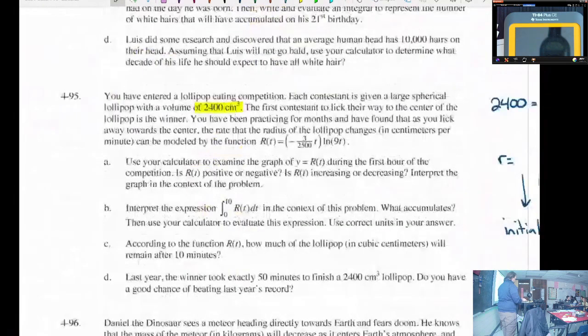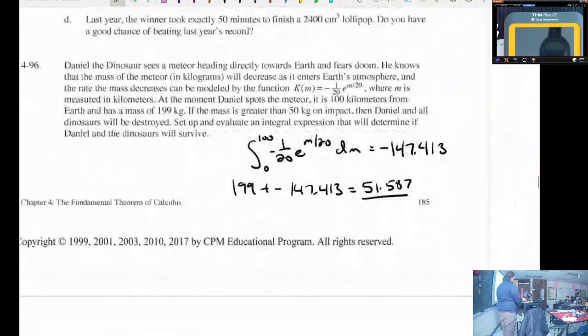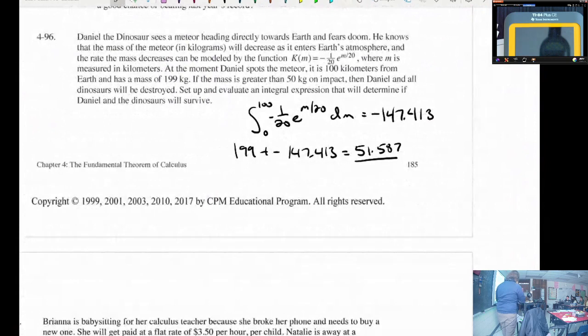Okay, so a meteor is going to hit, right? And it's like 199 kilograms. We have to figure out if it's going to kill them or not, because if it's bigger than 50 kilograms, all these dinosaurs on that train are going to die. So we figured it out, and they're going to die.